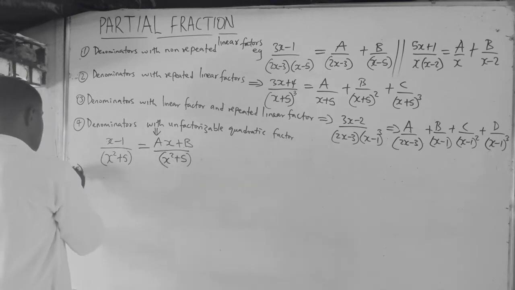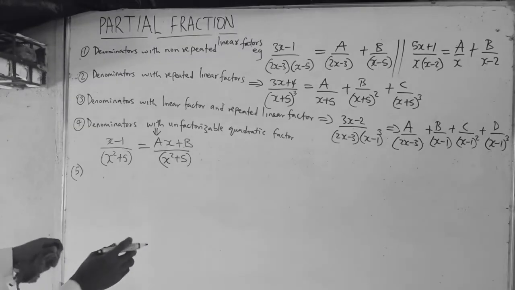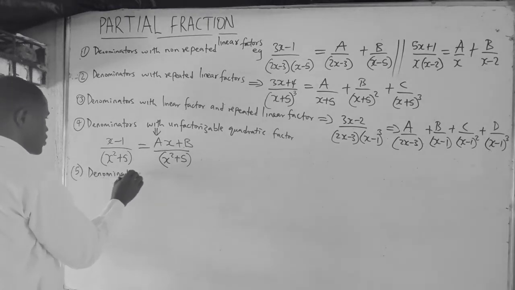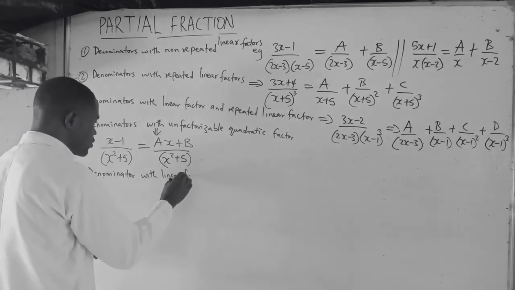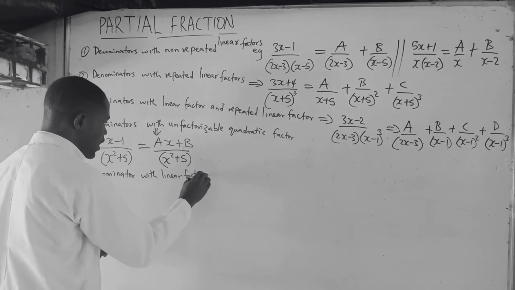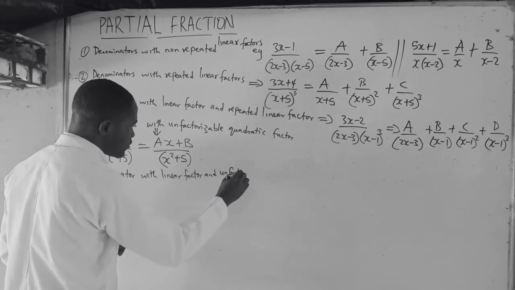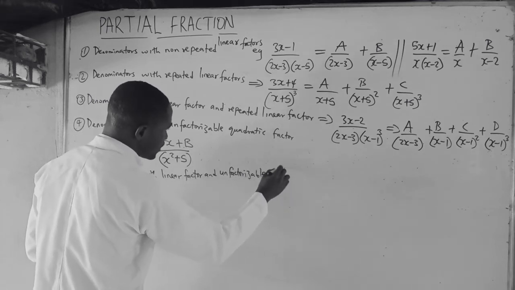Then, what if we have denominators with a linear factor and an unfactorizable quadratic factor?